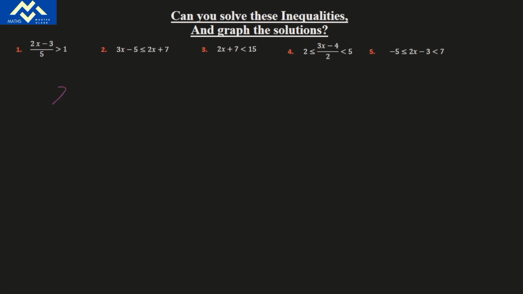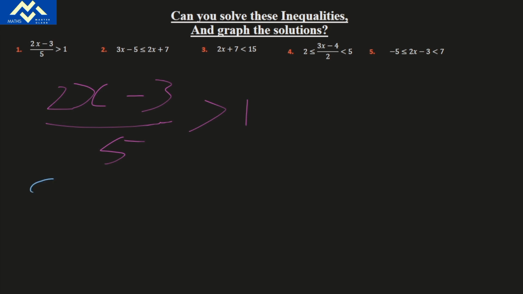Example 1: (2x - 3)/5 > 1. The first thing we need to do is remove the denominator so that the inequality becomes linear. To do that, we multiply both sides by the LCM of the denominators. Since the only denominator here is 5, the LCM is 5.